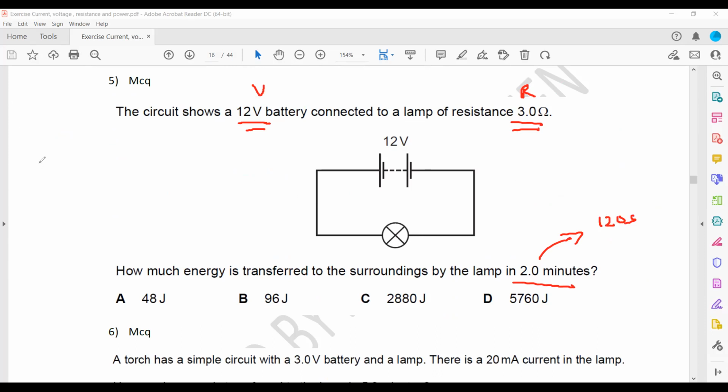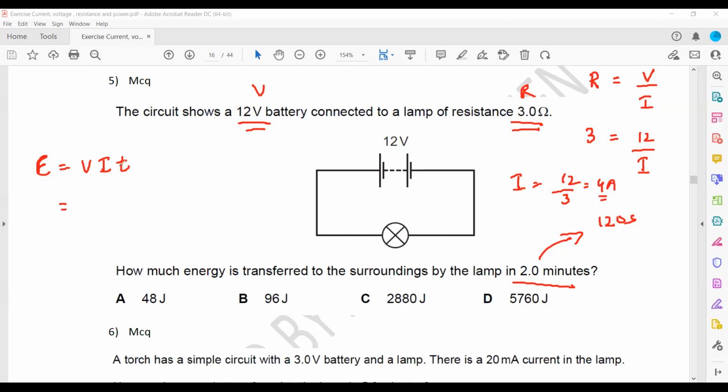So to get the energy, we have the formula voltage into current into time. We have the voltage, we don't know the current. So how to get the current? First, resistance is given. Resistance is voltage divided by current. So resistance is 3, voltage is 12, and the current we don't know. So we cross multiply. This will be 12 divided by 3, that's equal to 4 ampere. So we get the current to be 4 ampere.